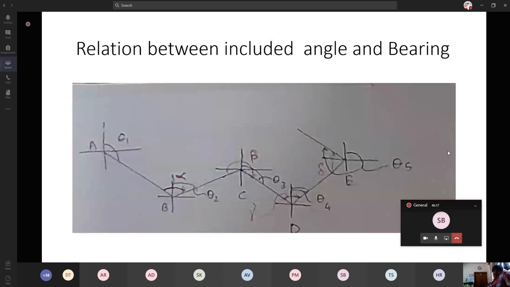What is theta 2? Theta 2 is equal to theta 1 plus alpha minus 180. Theta 3 is equal to theta 2 plus beta minus 180. Theta 4 equal to theta 3 plus gamma minus 180. Theta 5 equal to theta 4 plus delta. Completed.